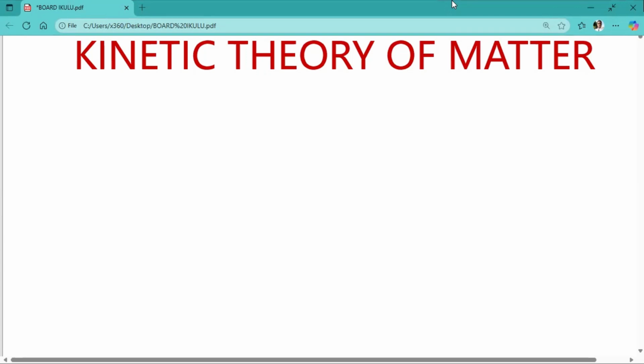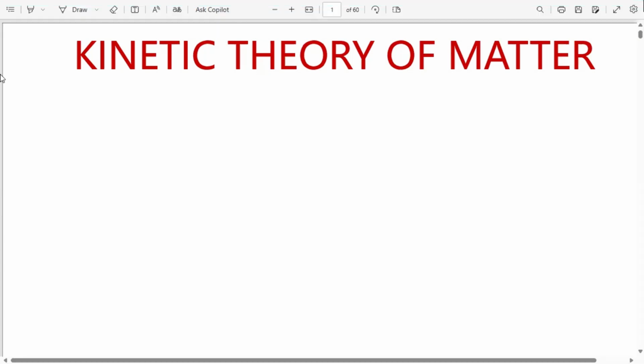In today's class, as you can see, we'll be looking at what we call the kinetic theory of matter. We already discussed the gas laws, the ideal gas equation, and the combined gas equation in our previous class, and I just want to make this class an addition to that one because I want to conclude on the kinetic theory of matter.